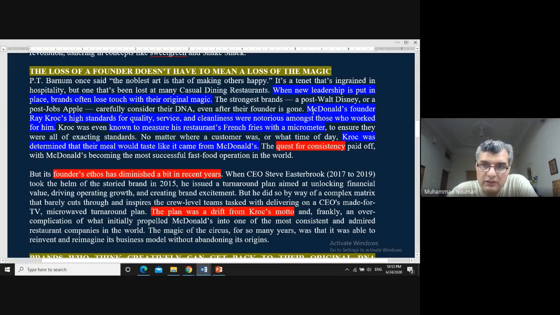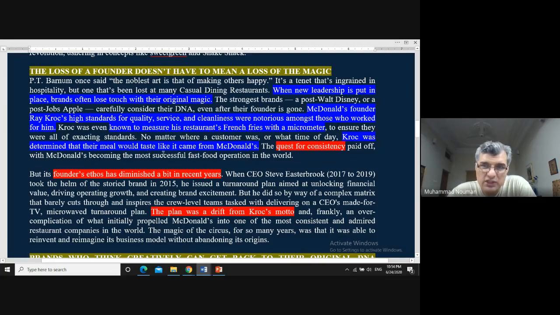So here we are given the example of McDonald's founder Ray Kroc, who was very famous for his emphasis on high standards of quality, service, and cleanliness. And he was notorious to the extent that he was so conscious about quality and consistency that there's a famous saying that he used to even measure the French fries with a micrometer, and this is mentioned in this handout in the first paragraph also.